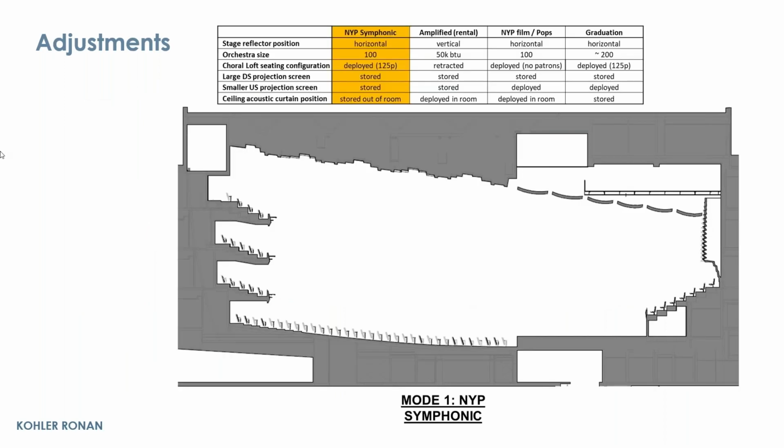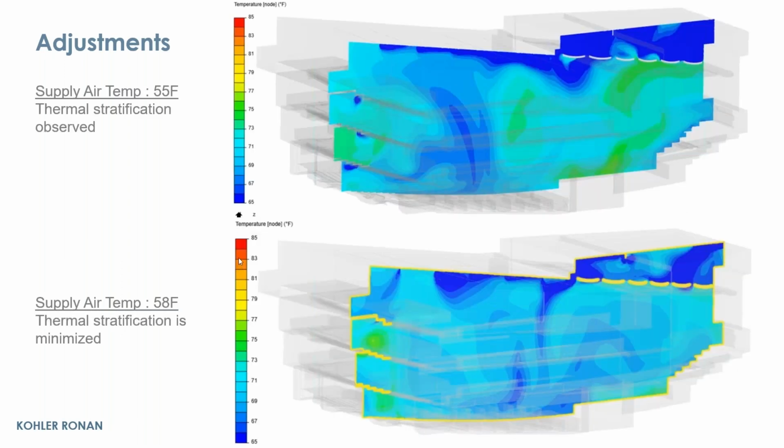So we had these four different configurations: the symphonic, the rental, the film configuration. We also had a graduation configuration, which is when the whole theater was going to be full of a lot more people, so it was going to be a much more heavily used space. This is just showing the section, and then the main visualization of the big space.